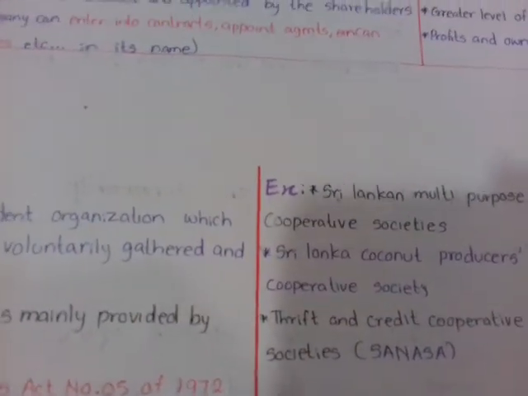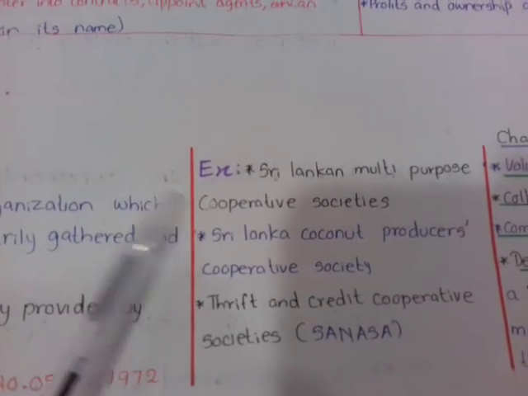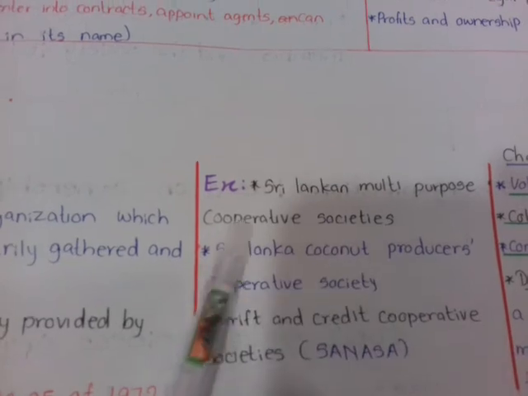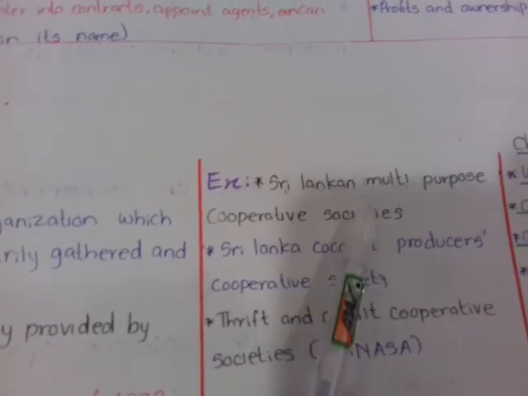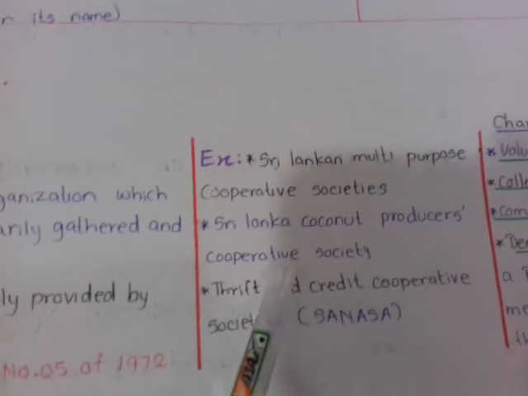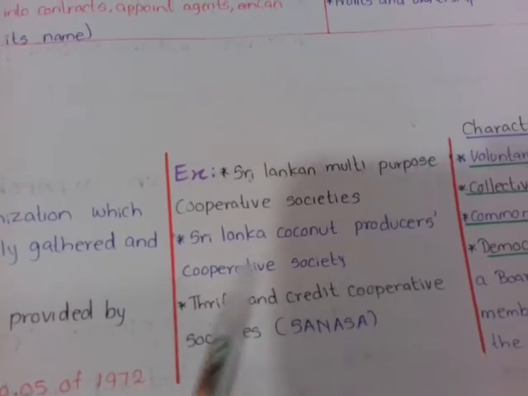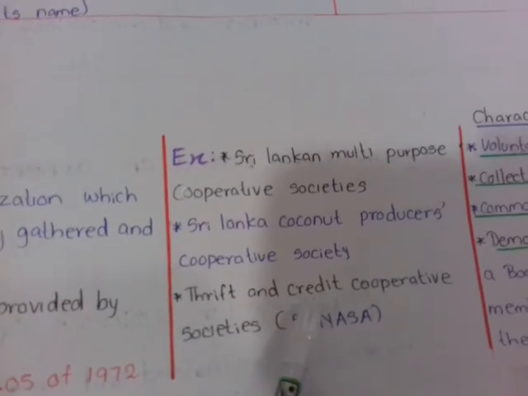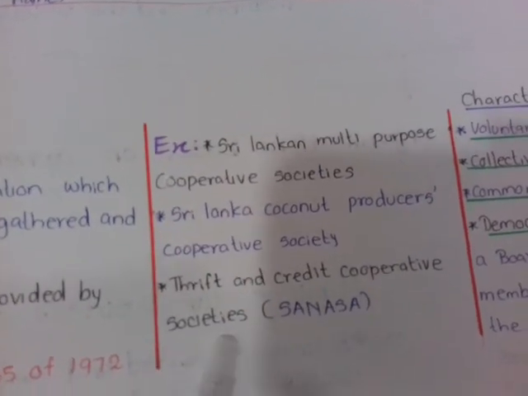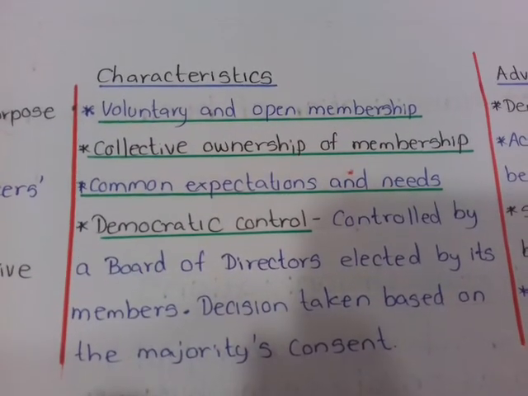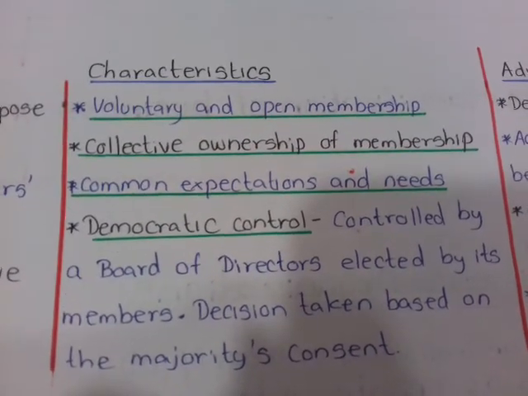So, examples for these cooperative societies are Sri Lankan Multipurpose Cooperative Society and Sri Lanka Coconut Producers Cooperative Society, and the Thrift and Credit Cooperative Society or the SANESA. And what are the characteristics of cooperative societies?